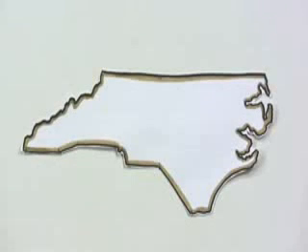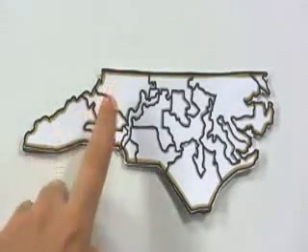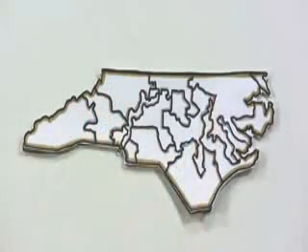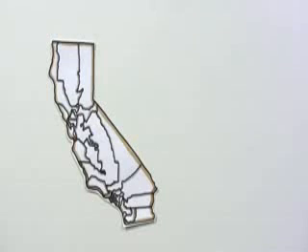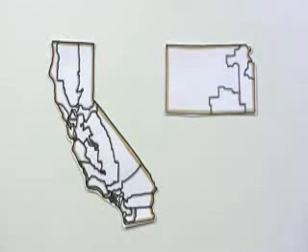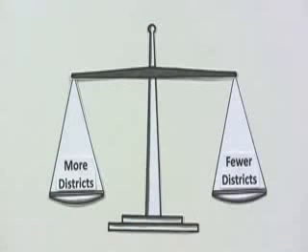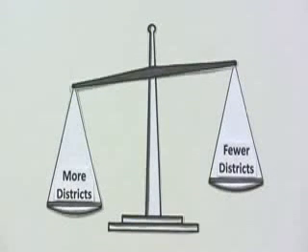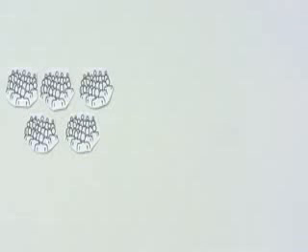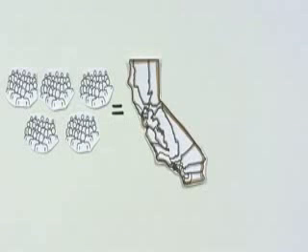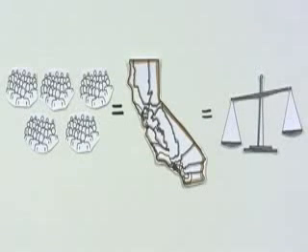As an example, let's consider my home state of North Carolina. Like every state, it is divided up into congressional districts that are based on population. North Carolina has 13 districts, California has 53, and Kansas has 4. When it comes to a state's influence on the election, the number of districts matters most. More population equals more districts equals more influence.